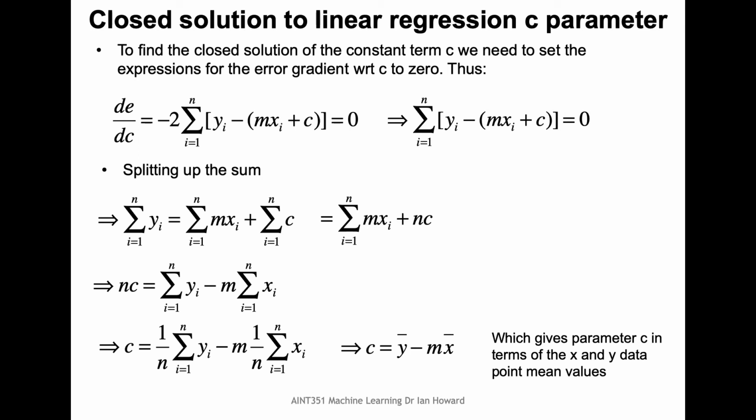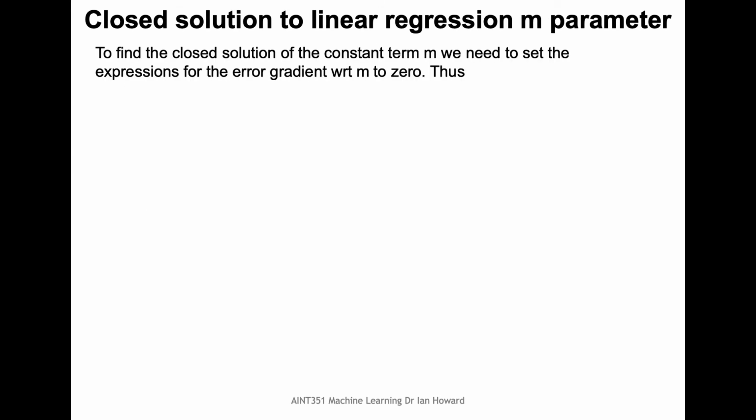We're going to have one for c and one for m, and then we can basically substitute one in the other, and then have an expression that we can actually solve. In fact, we can solve both for c and for m, just in terms of the data, and that's what we want. So we start off now looking at the expression for the error gradient with respect to m, and we set that to 0.